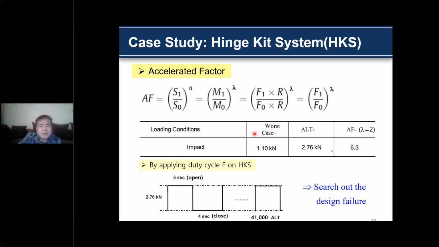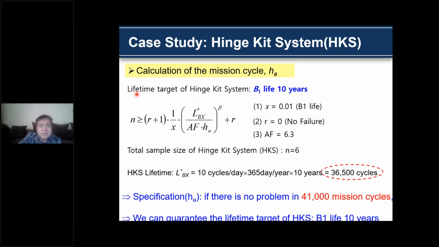This is how to calculate the mission cycle. Life target of the hinge kit system is beyond life 10 years. Accelerated factor is almost 6.3. Total sample size of the hinge kit system is 6. Hinge kit life target is for 10 years, almost 36,000 cycle. There is no problem, 41,000 cycle. We can guarantee the life target of the hinge kit system is beyond life 10 years.